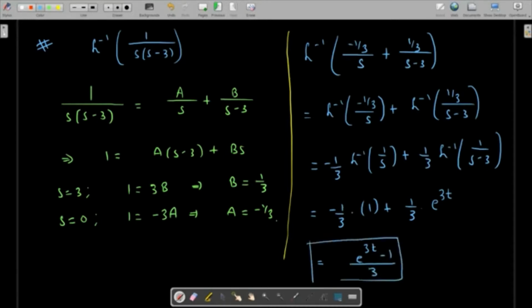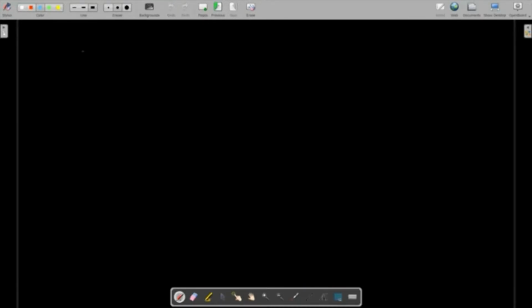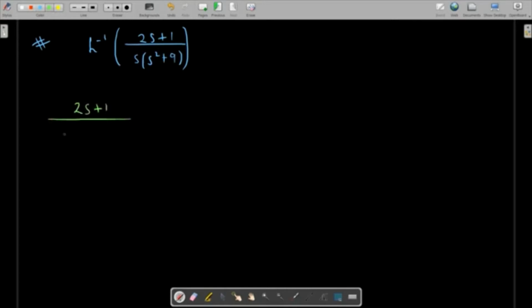So this is the final inverse Laplace of the function. Let's take one last example in this particular chain. So we have the inverse Laplace of (2s + 1) over s times (s squared + 9). Again, it looks like partial fractions are going to be really helpful here. So we first do the partial fraction of (2s + 1) over s(s² + 9), and let's rewrite this as A over s plus (Bs + C) over (s² + 9).